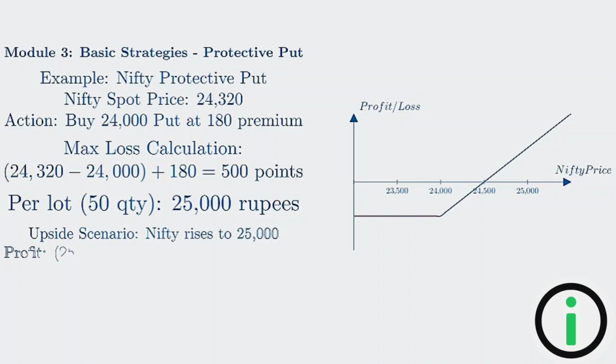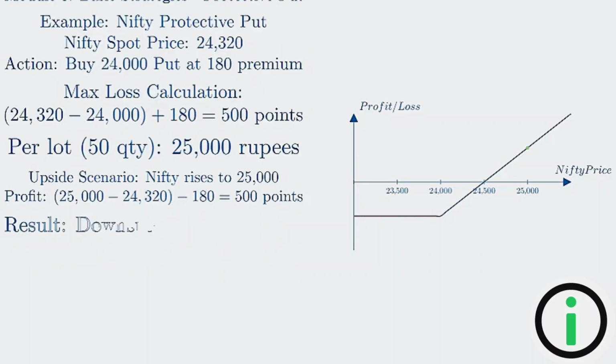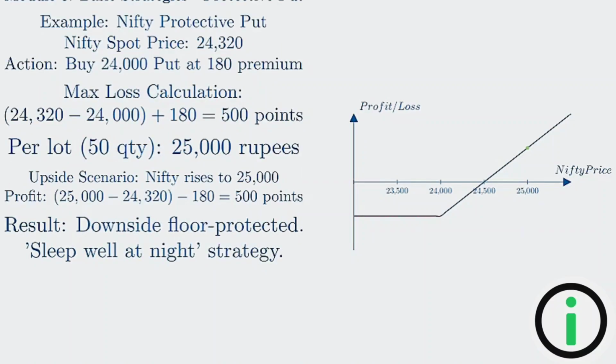If the market rallies to 25,000, you gain 680 points on your holdings, but you subtract the 180 points spent on the put. Your net profit is 500 points. You've traded a small portion of your gains for the peace of mind that your downside is completely floor protected. This is a classic sleep well at night strategy.